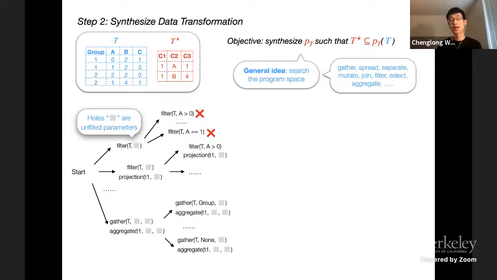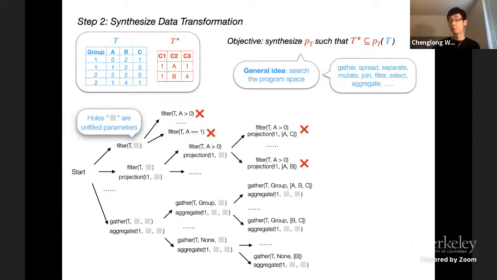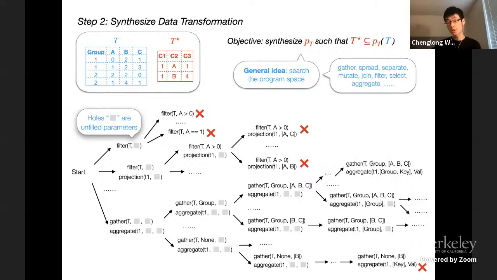If it is incorrect, we can continue the search on other branches, and then we do more checks, more search, and more checks until we are able to find a program that satisfies our objective. So here, as you can see, problem solved.